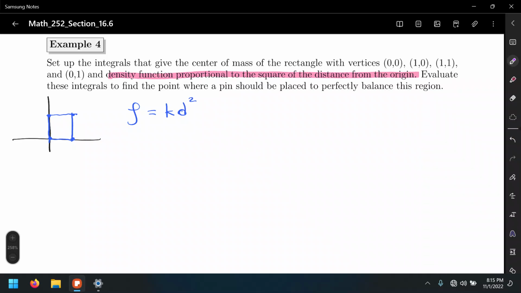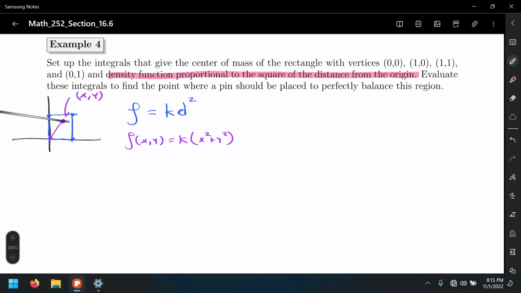So number one, what is that distance though? It's the distance from the origin to any point on this square. And that point is x, y. It can be any point x, y. Well, that's distance squared. So isn't that distance really like the Pythagorean theorem? That distance is really rho of x, y equals k times x squared plus y squared.